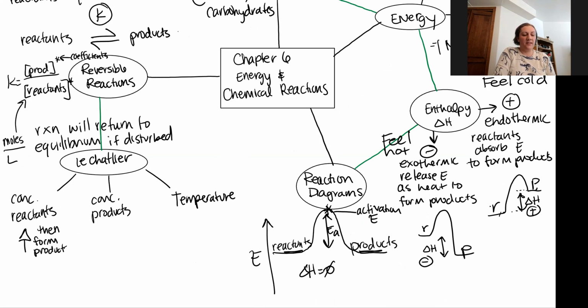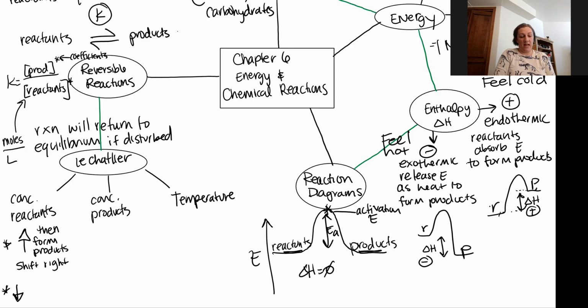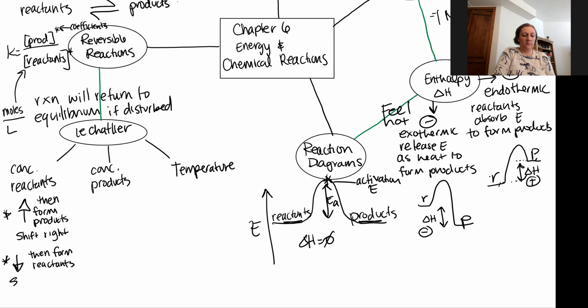And we call this shifting right, to the right side of the reaction. And if we decrease the amount of our reactants, we will then form more reactants to reach that balance again. And we call this shifting left. The reaction is shifting equilibrium to the left so that more reactants are formed to remake that balance. So that's what happens when we change the concentration of our reactants.